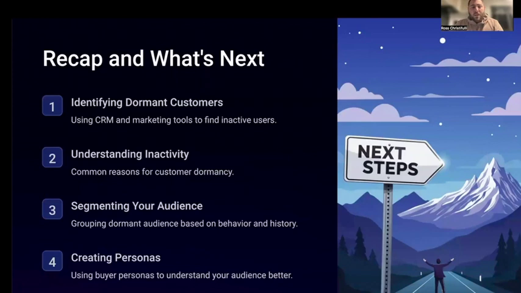So let's just do a little recap here. Using our CRM and other marketing tools, we're going to identify our dormant customers. A lot of you guys are going to be using GHL, and you can do that, like looking up the last activity, go to smart contacts and do your filtering. Understanding inactivity, so common reasons for why they're going dormant. Segmenting your audience, so grouping dormant audience based off their behavior and history. Then creating personas, so using a buyer persona to understand your audience better.